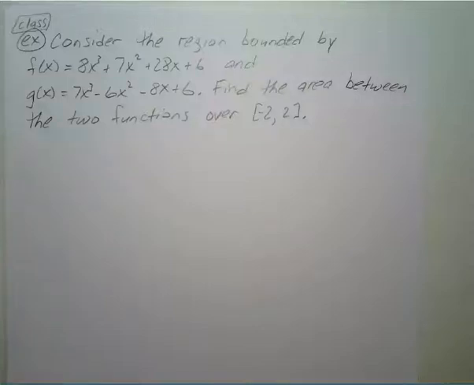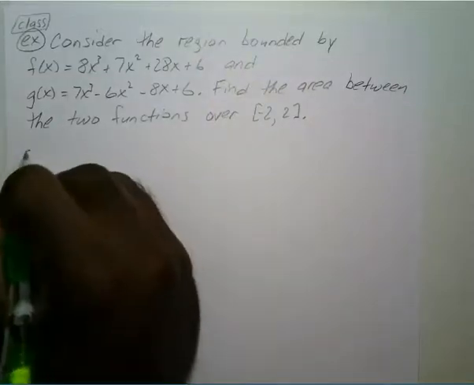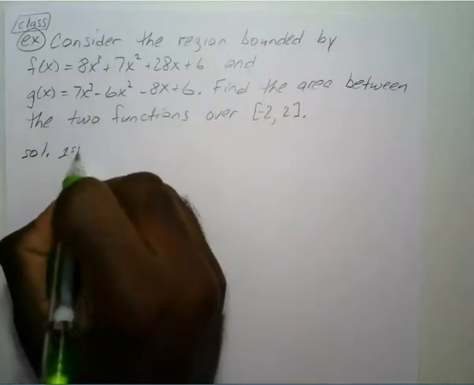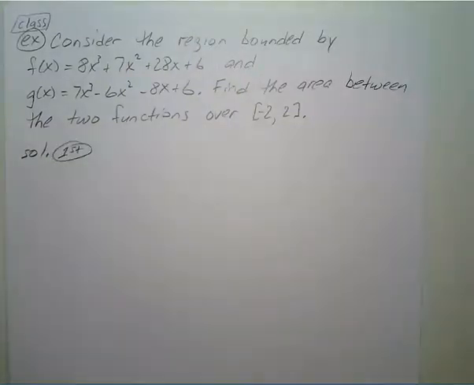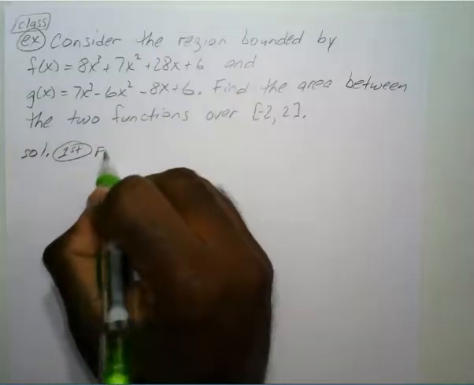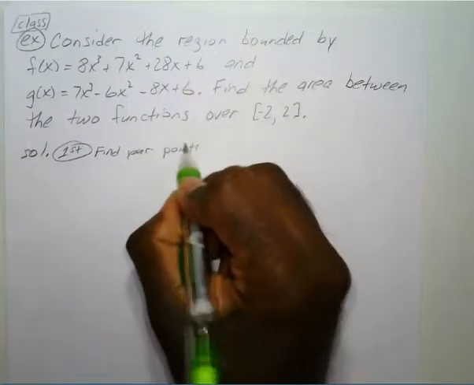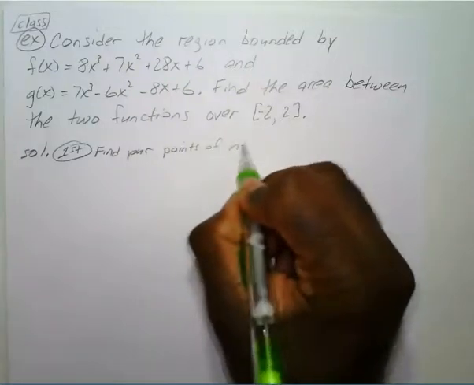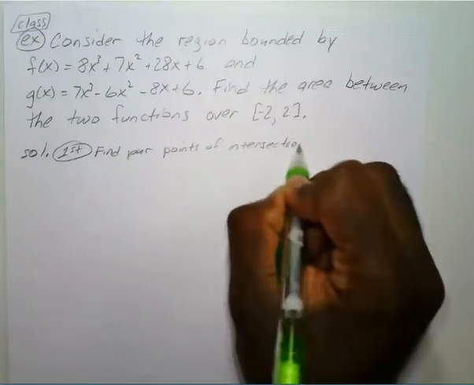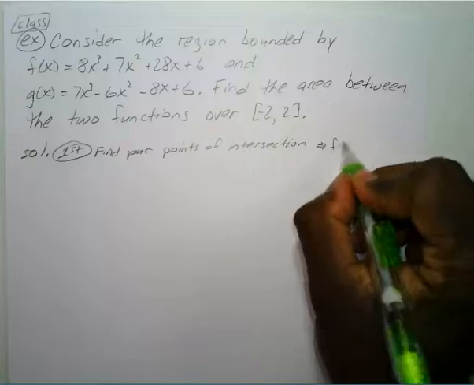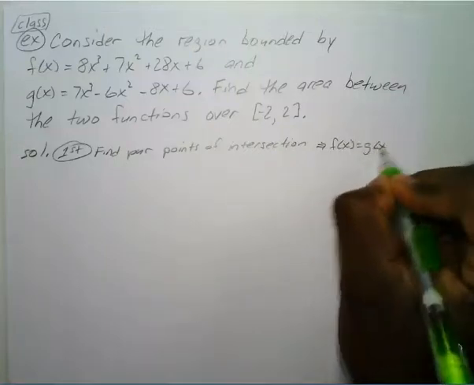All right, so I'm going to assume that you have pressed pause and you have worked this one out. So let's go ahead and verify. First thing you're going to do, just as always, find your points of intersection. Basically just the points where those two graphs cross each other. To do that, make f of x equal g of x.